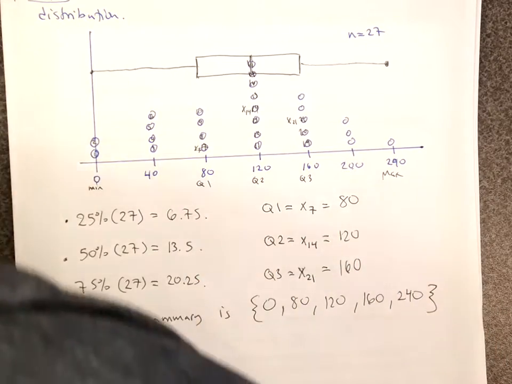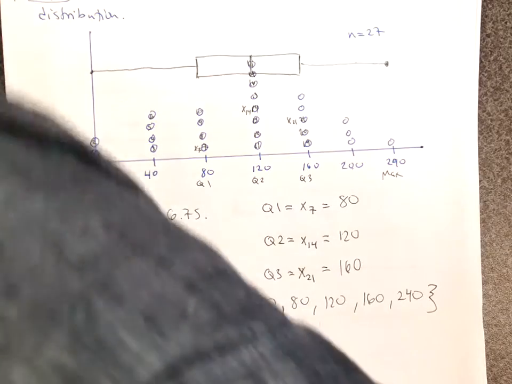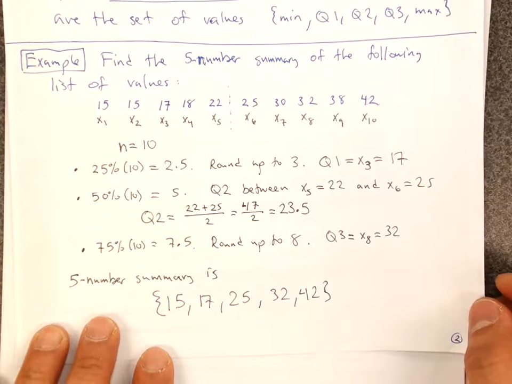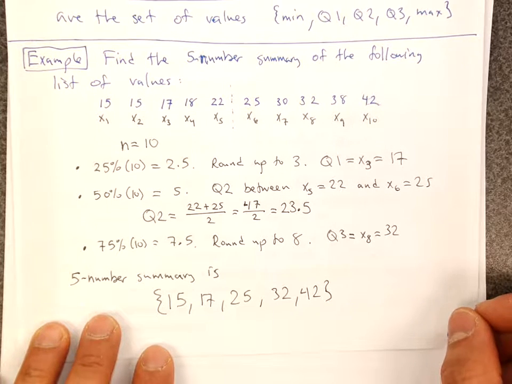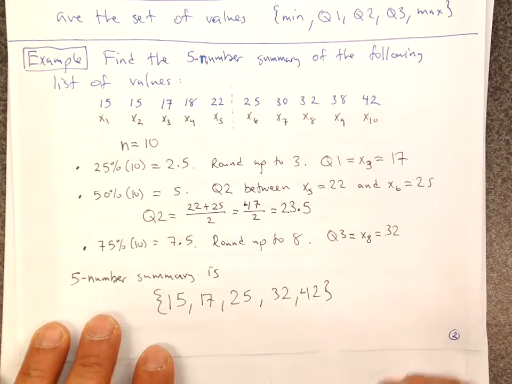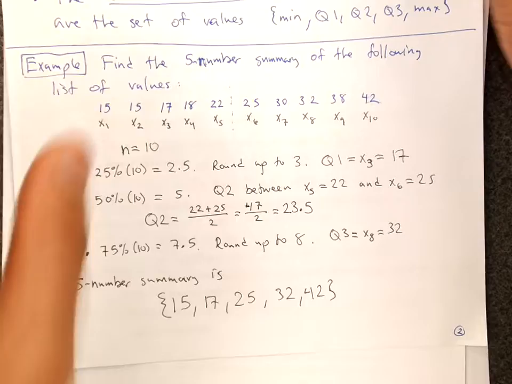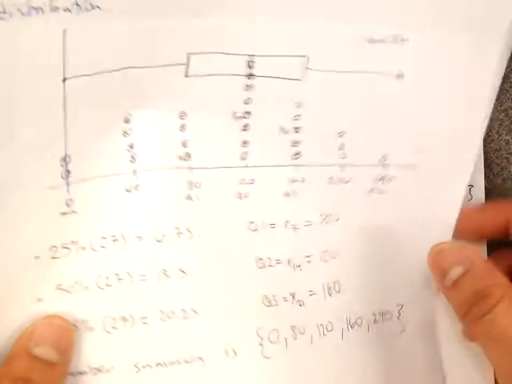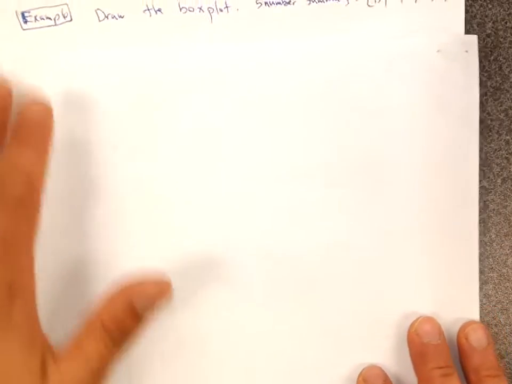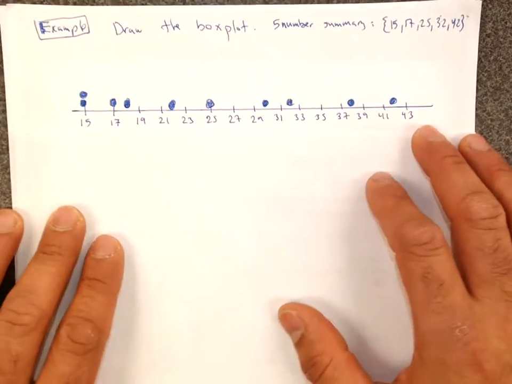Okay, let's go back to a previous example. If you have this example handy, this is the first example we did to find the 5-number summary. I'm going to go ahead and draw this on a dot plot, and then let's draw its box plot. Here is the dot plot from that example.